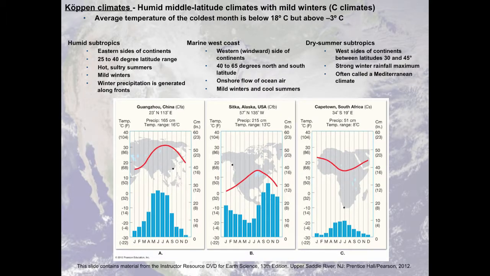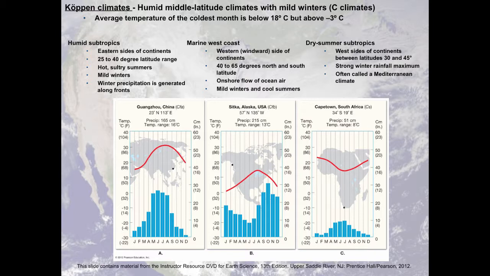Humid mid-latitude climates with mild winters, which are defined as C-type climates, are characterized by temperature. That is, average temperature of the coldest month is below 18 degrees C, but it's above -3, so it differentiates from polar climates. And you've got three main types.